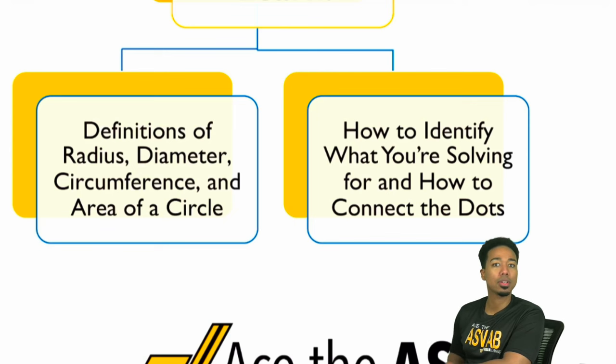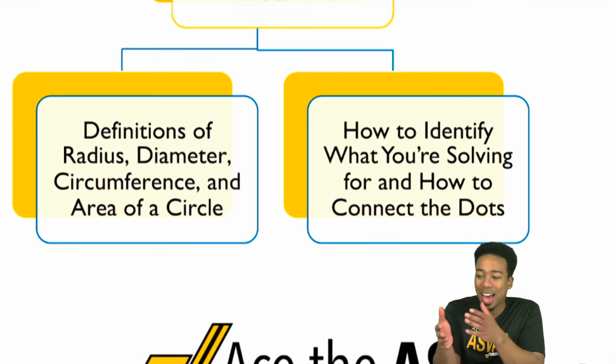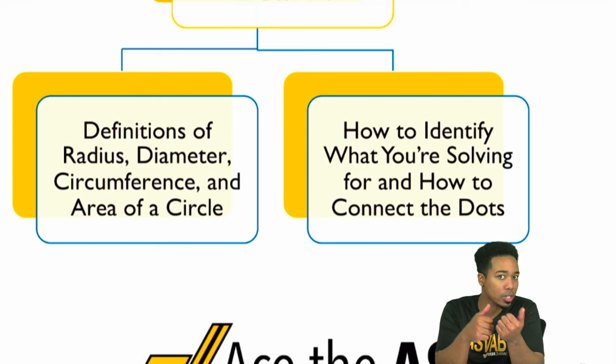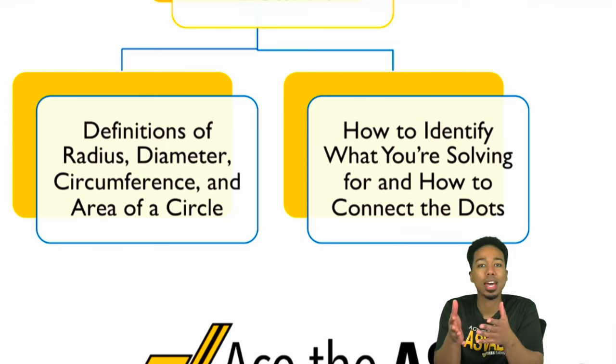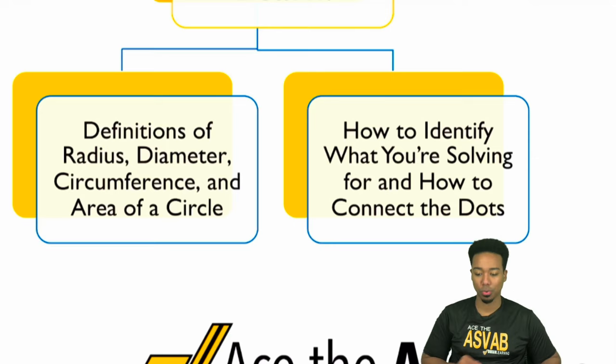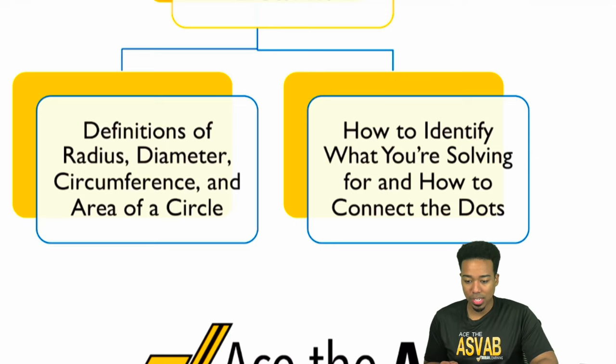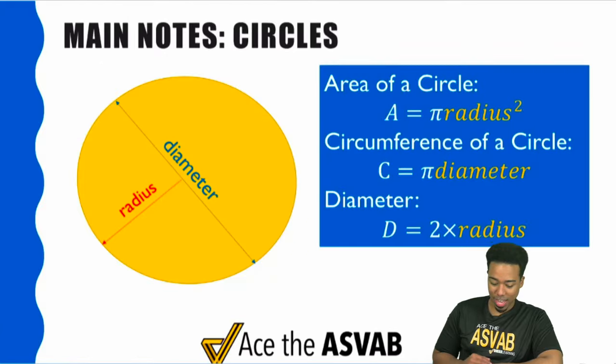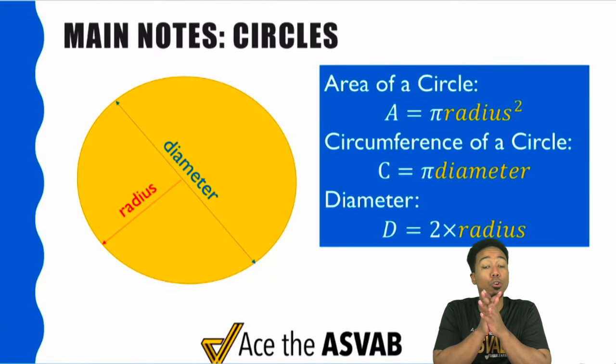Being able to identify what you're solving for and how to connect those dots, understanding what keywords mean area, circumference, radius, and diameter, will give you a big advantage down the road. So with that said, let's get started with our main notes here for circles.